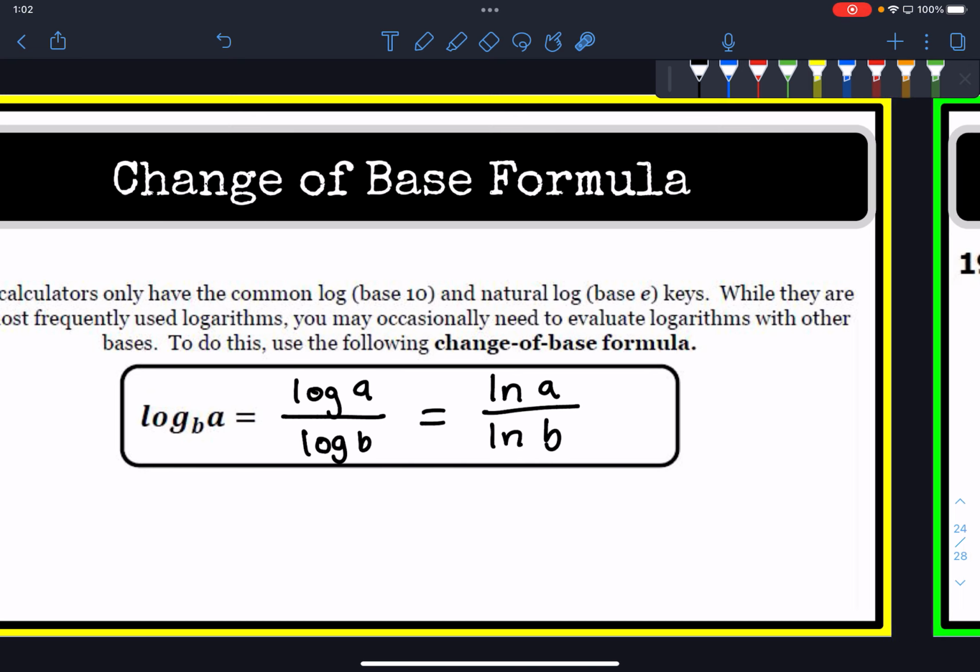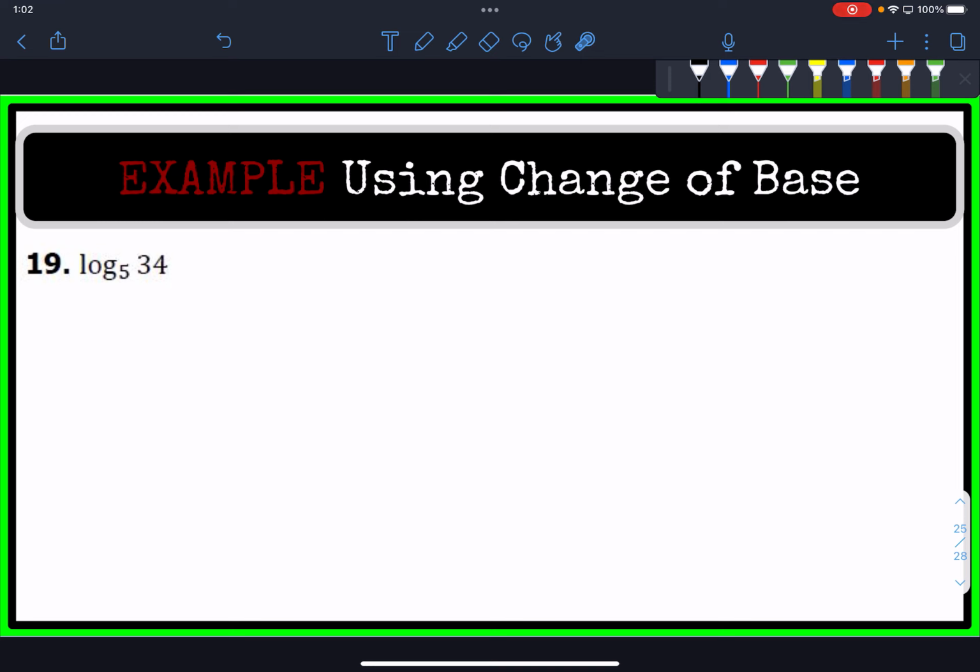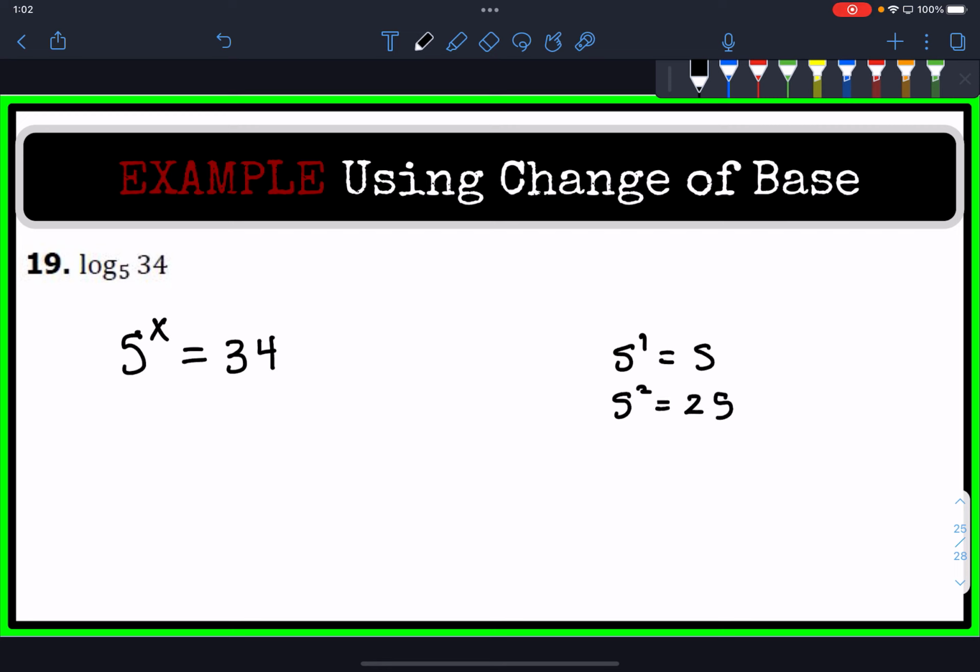So for example, for this one, I want to get 5, raise it to some power x, and make it equal to 34. Well, there's no whole number that I can raise 5 to in order to get 34. 5 to the first is 5, 5 to the second is 25, 5 to the third is 125. So obviously this exponent has to be a number between 2 and 3 because 34 is between 25 and 125. So there's no way of calculating it using whole numbers, and it has to be a decimal.